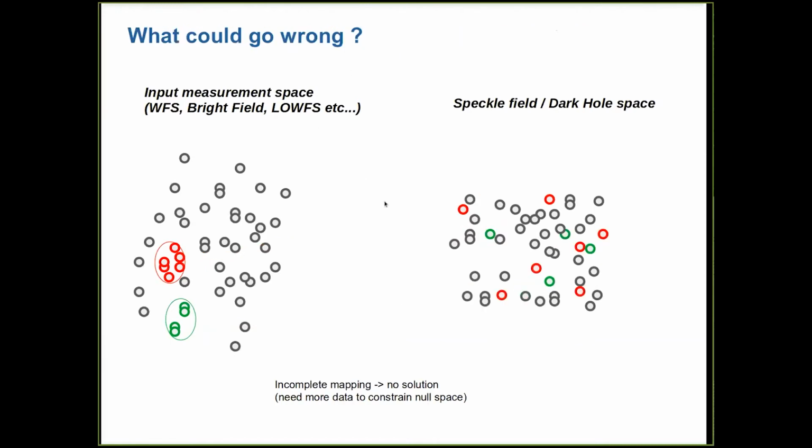So what could go wrong? Well, there may not be a one-to-one relationship between the wavefront sensor and the residual speckles, in which case we don't have a solution. So this is what is shown in this cartoon. Similar wavefront sensor measurements could lead to different speckles in the focal plane, and then we're sort of dead, right? We can't do anything. So that's what we want to check first. Are we in that situation?